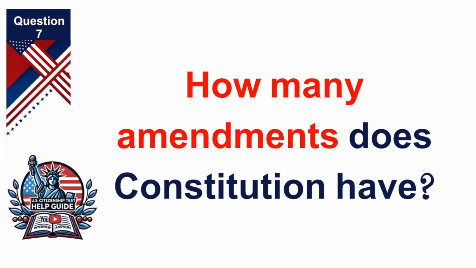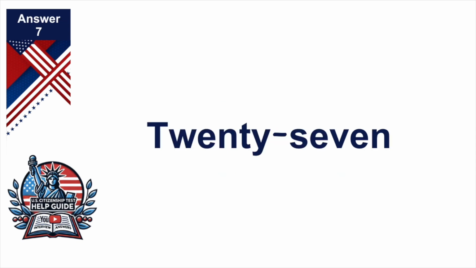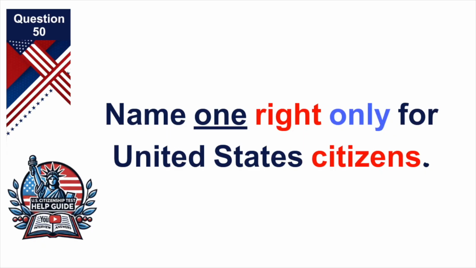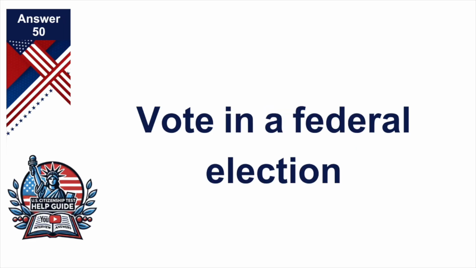How many amendments does the Constitution have? 27. Name one right, only for United States citizens. Vote in a federal election.